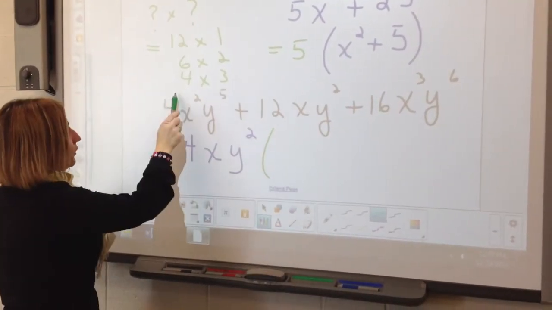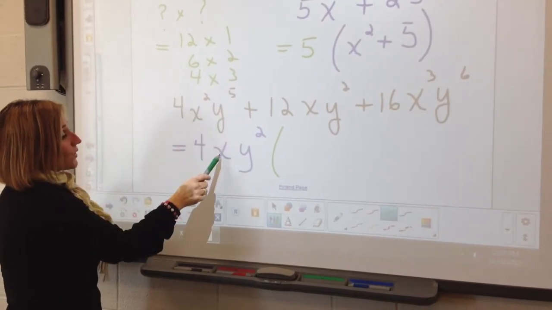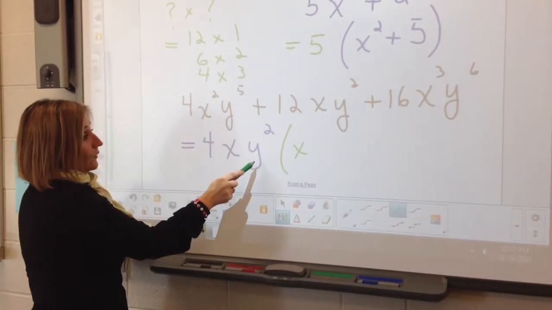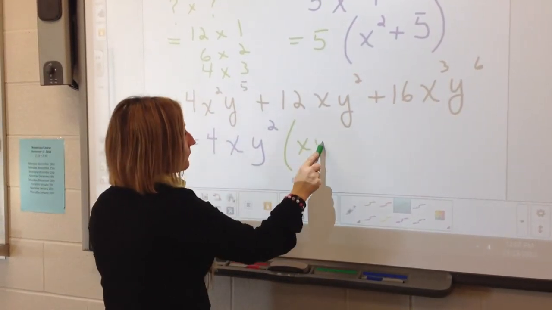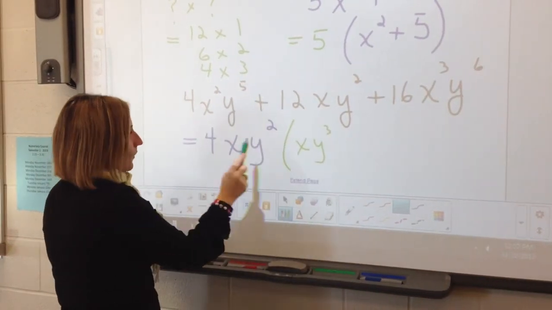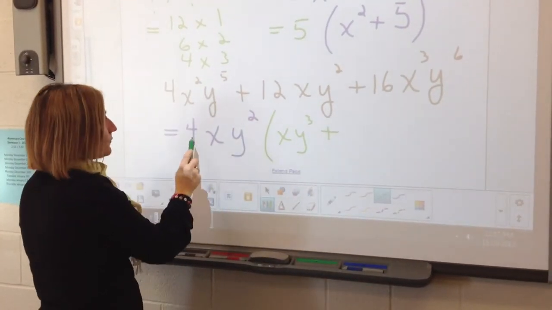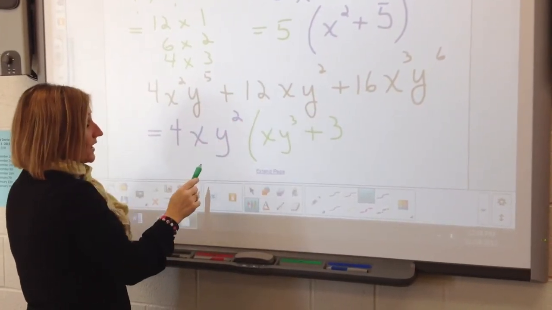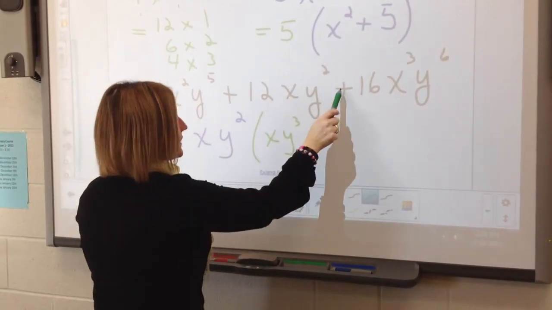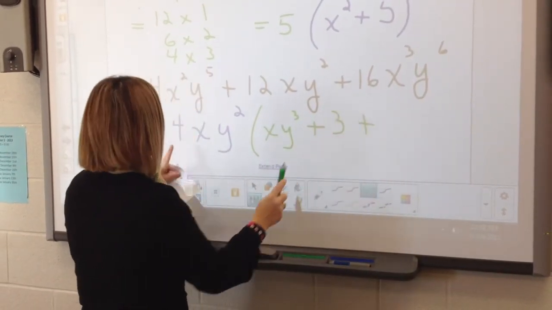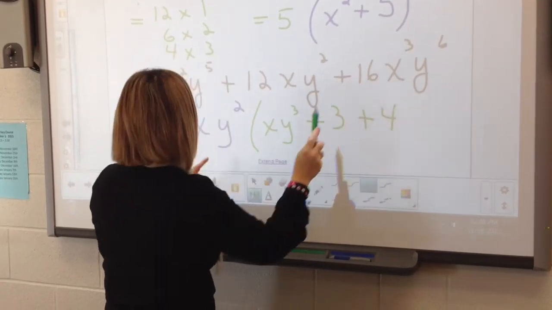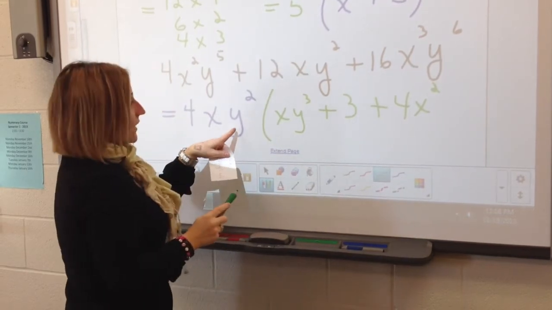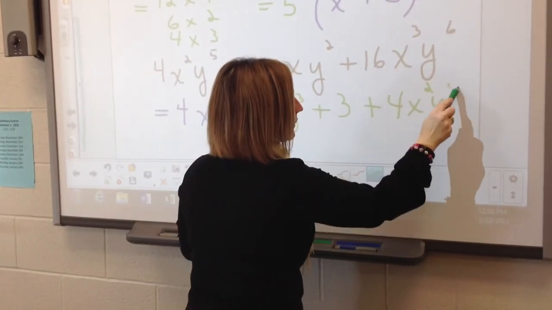And so here we start. 4 divided by 4 divides out. X squared divided by x, I subtract the exponents, I will be left with x. y to the 5 divided by y squared, again, I subtract the exponents, I'm left with y cubed. Positive divided by positive is positive. 12 divided by 4 is 3. X divided by x divides out. Y squared divided by y squared divides out. Positive divided by positive is positive. 16 divided by 4 is 4. X cubed divided by x is x squared. And then y to the 6 divided by y to the 2 is y to the 4. Close your bracket.